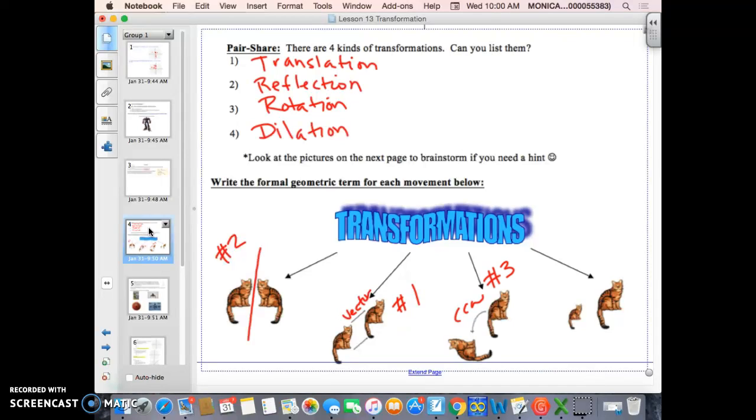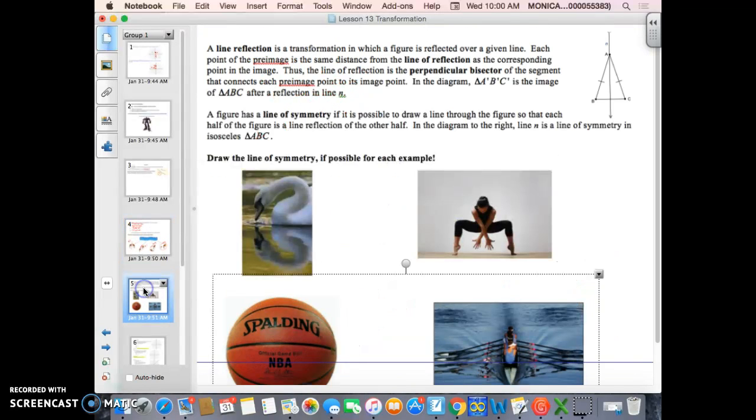And notice this cat went from a very small cat to a very large cat, or vice versa. So we call this number 4, which is a dilation. This is the only one that creates similar figures. With all the other ones, the figures stay exactly congruent. Okay, so today we're just going to focus on reflections.